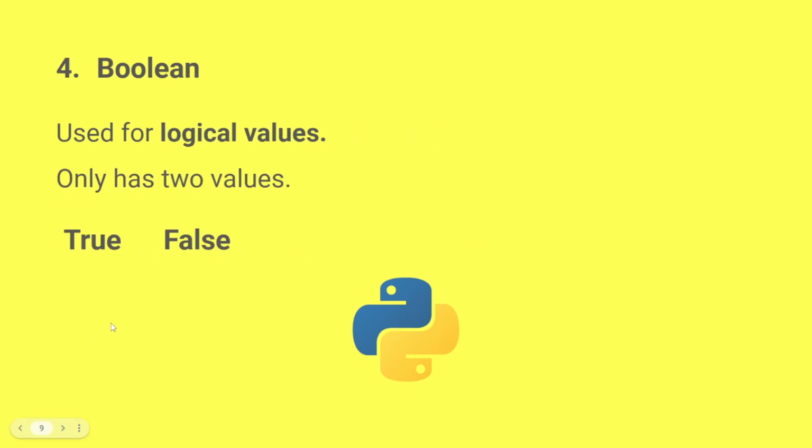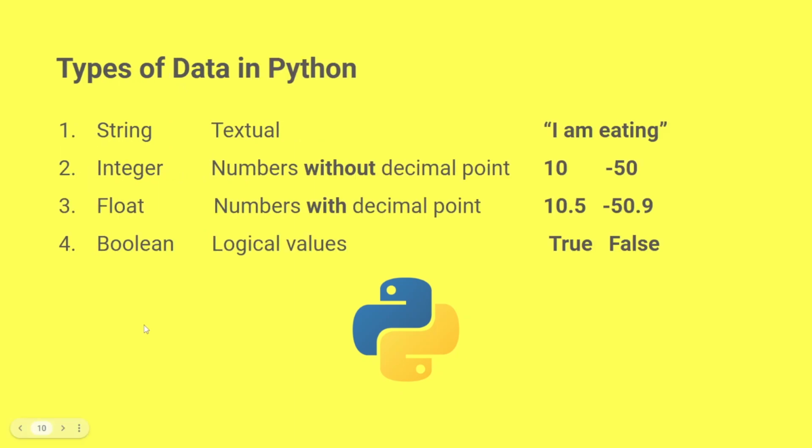Now the final type of data that we have is Boolean, and Boolean is used to represent logical values. And we only have two possible values in a Boolean, true and false. Okay, a Boolean data type only supports two values, true and false. True meaning yes, false meaning no. True is on, false is off. It is like that. All right.